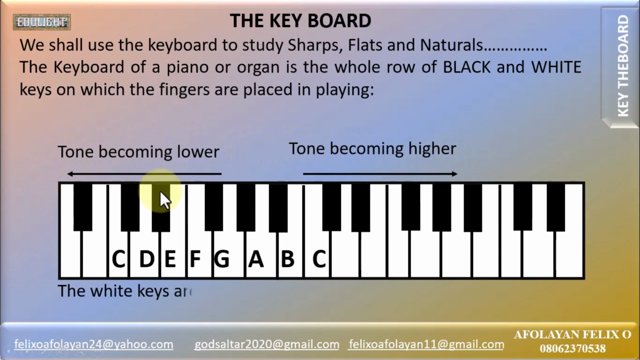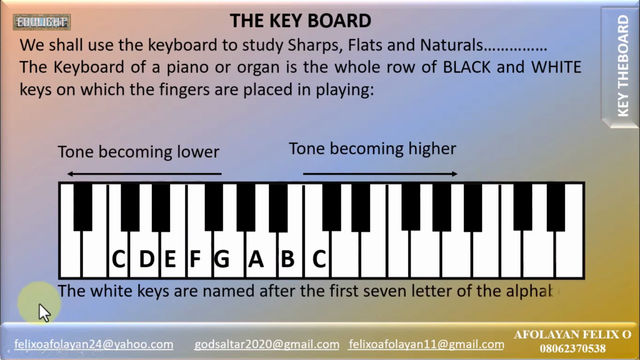When you are playing like this, the tone is becoming low. When you are playing like this, the tone is becoming high. The white keys are named after the first 7 letters of the alphabet. This is C, D, E, F, G, A, B, C. That is the name of those keys.